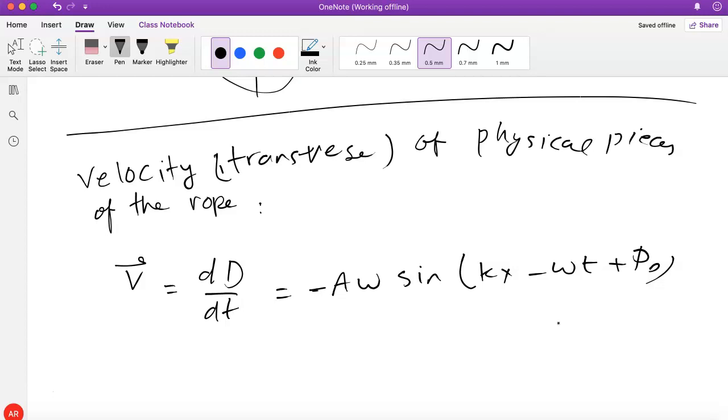Whereas this physical velocity of different pieces of the rope, again, every piece is performing simple harmonic motion in the transverse direction. It's moving up and down, and it has a time-dependent sinusoidal velocity, which we just derived. Okay, so this is a good place to stop, and we'll continue the discussion of waves in the next lecture.